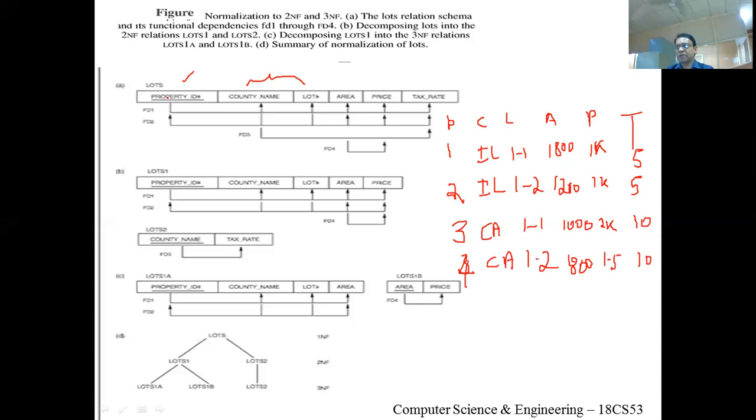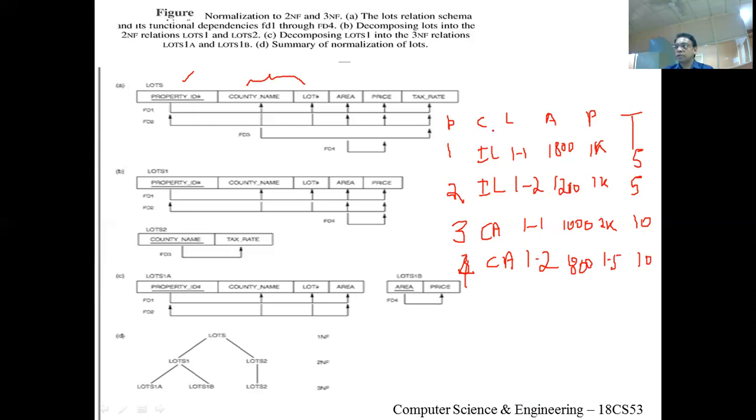I can make it the primary key. If I know the property ID, I can tell the rest of the details. If I say property ID 3, then I can determine it belongs to California County, the lot number is 1-1, the area is 1,000 square feet, the property cost is $2,000, and the tax rate 10%. If I know the lot number alone, it is not possible to determine the rest of the details. With 1-1, I cannot say whether it belongs to Illinois or California. I don't know. So county name along with the lot number can determine the rest of the attributes.